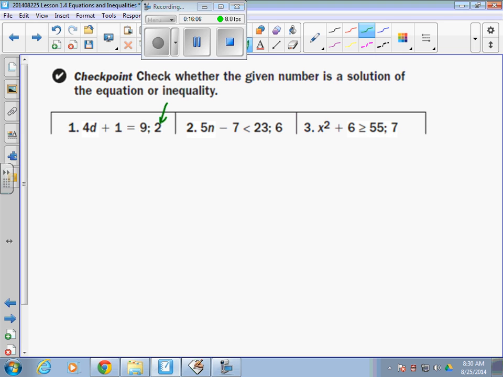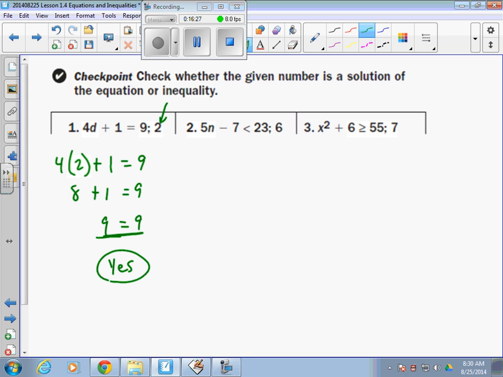So if you ever see anything like that, notice it's not really part of the problem. It kind of looks funny. You don't know what to do with that semicolon. There's a reason. So 4 times D, 4 times 2 plus 1 equals 9. We know 4 times 2 is 8. Plus 1 equals 9. That is a true statement. 9 equals 9. So yes, it is a solution. Its truth value at this point tells you that it is a solution.